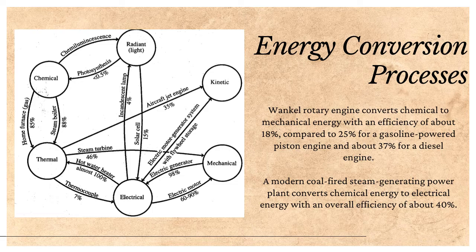A Wankel rotary engine converts chemical to mechanical energy with an efficiency of about 18%, compared to 25% for a gasoline-powered piston engine and about 37% for a diesel engine. This is why diesel cars are more fuel efficient than gasoline-powered cars or automobiles. A modern coal-fired steam generating power plant converts chemical energy to electrical energy with an overall efficiency of about 40%.